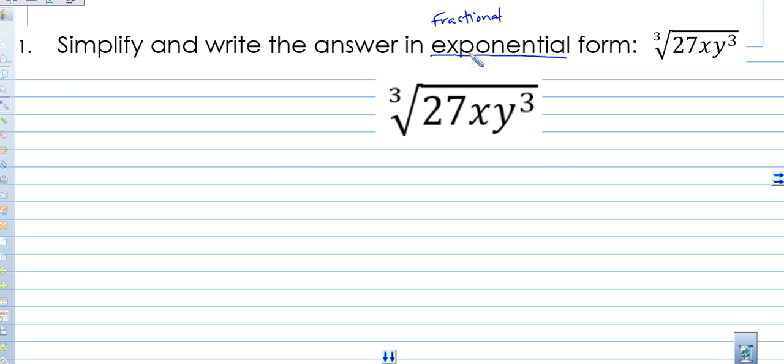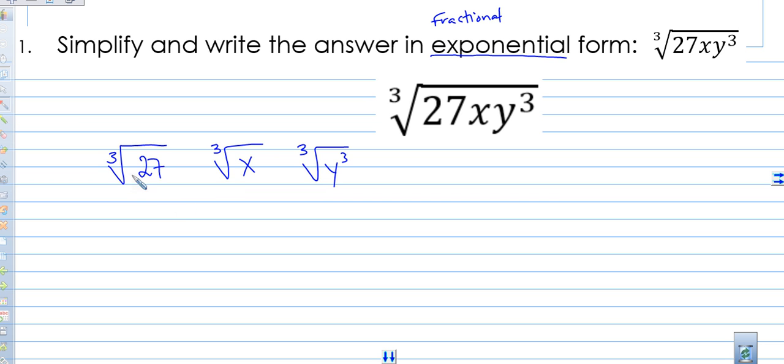So when we look at this, we're going to break each of the variables and each of the numbers down into individual items. So we'll take the third root of 27, the third root of x, and the third root of y to the third. I break this down individually because it's easier to see when you chunk it versus when you try to do it all at one time.